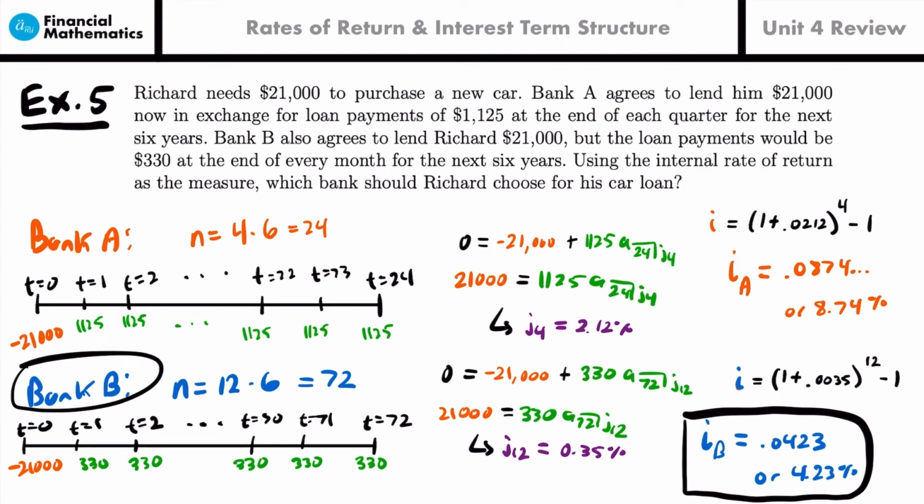Okay, I'll write that right here. Richard should choose Bank B. That's the bank whose loan he should take. All right, and if you want to provide a reason, you can say that Bank B has a lower internal rate of return. Okay, and so with that, that is the end of this fifth review problem. And so let's take a look at the next one.